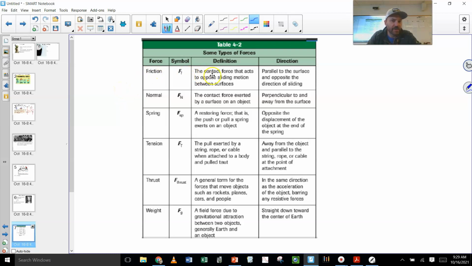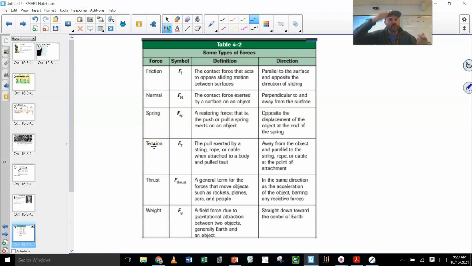Friction is a very common one. It's always opposite the direction of motion. The normal force is a force provided by a surface, and it's always perpendicular to and away from the center of Earth. A spring force, like if you stretch a spring, is a restoring force. If you compress it, the force is opposite. If you stretch a spring, the force pulls you back. So it's a restoring force, they sometimes call it.